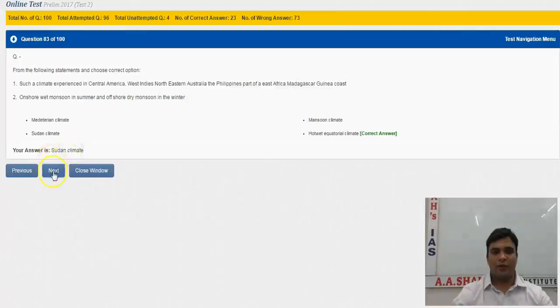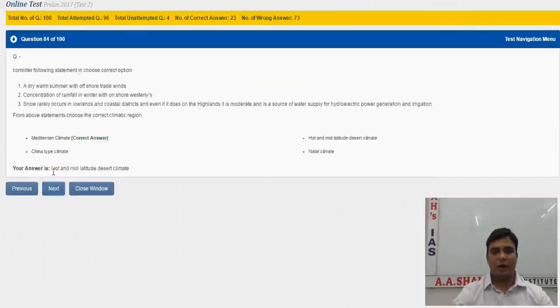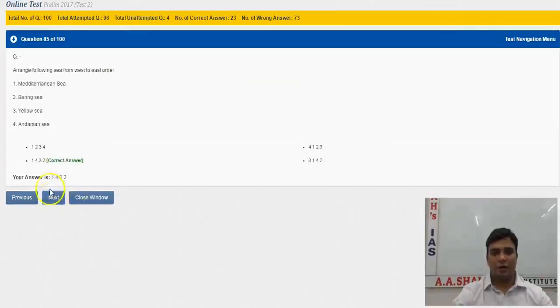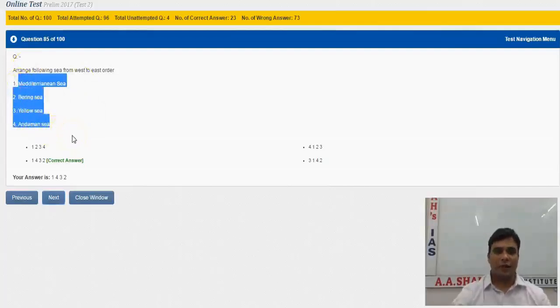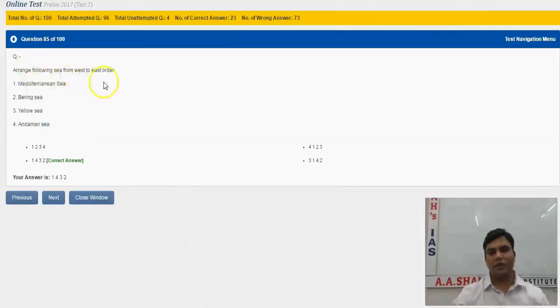So there are certain questions regarding Mediterranean climate, hotbed equatorial climate, Sudan climate, all types of climates you should know from a detailed point of view. Now we're talking about, in question number 85, Mediterranean Sea, Bering Sea, Yellow Sea, and Andaman Sea. Understand one thing. What's the question? Arrange the following seas from west to east. Now you have to arrange everything from west to east.